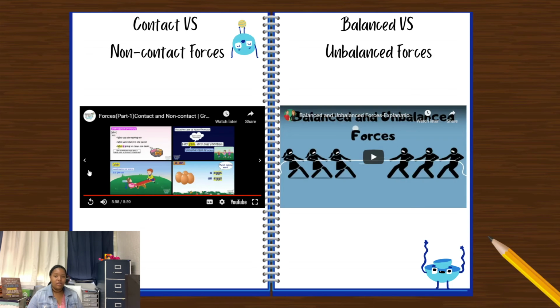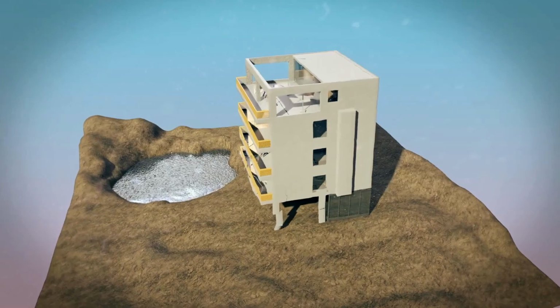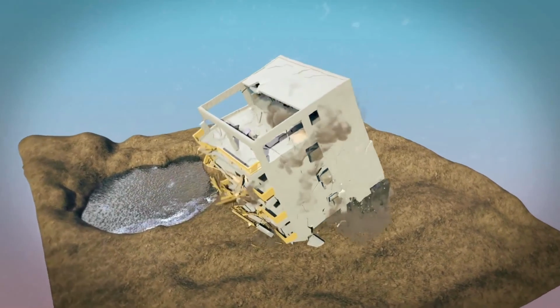All right, everyone. So we just watched that quick video all about what a force is and contact forces versus non-contact forces. So again, think about contact, making contact. You have to touch. Non-contact, I like how she said invisible forces, because we can't see them acting on different objects or even ourselves. So we know about non-contact and contact forces. Now let's look at balanced versus unbalanced forces. Take a look at what happens when forces are unbalanced.